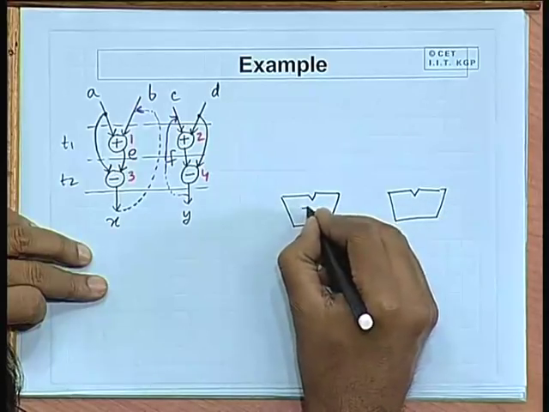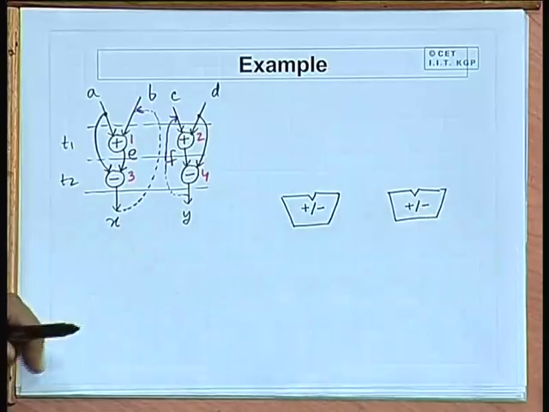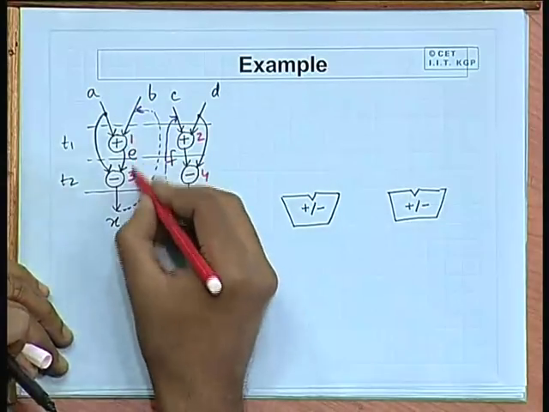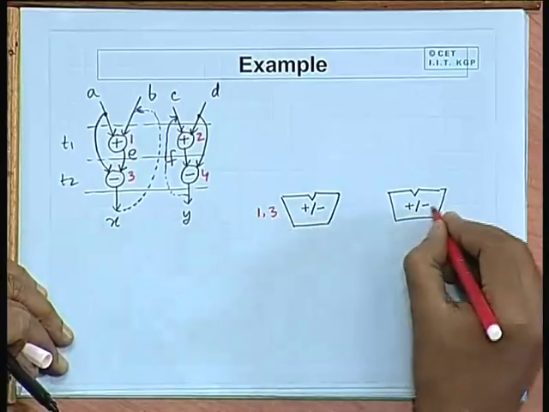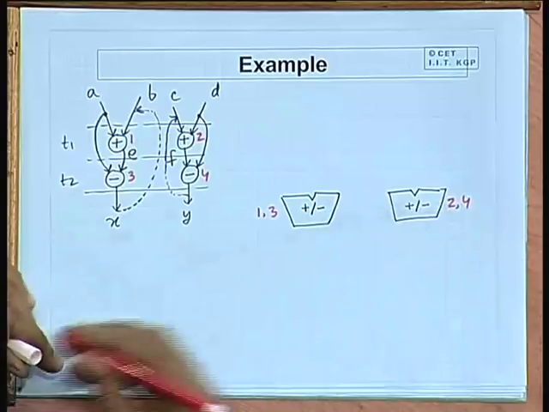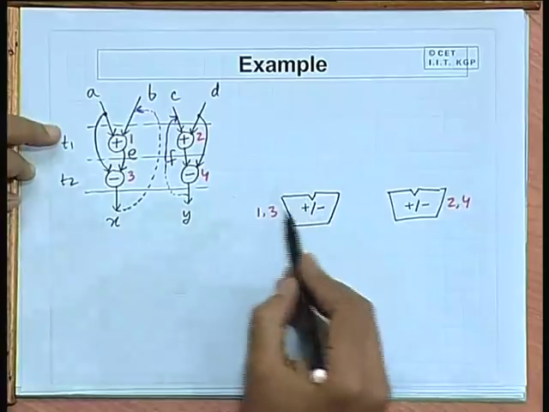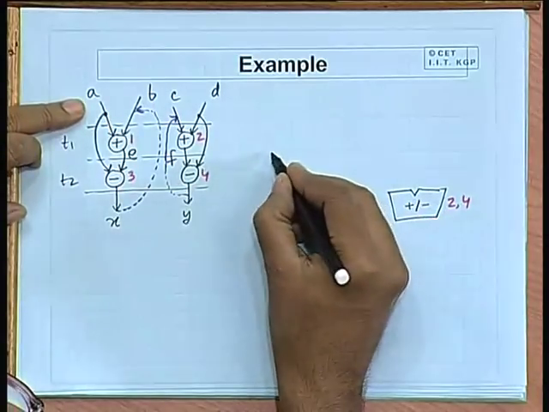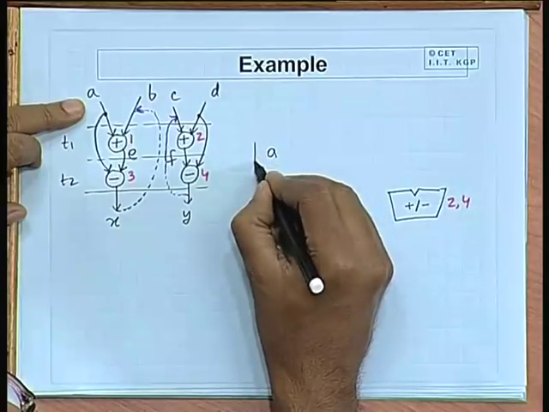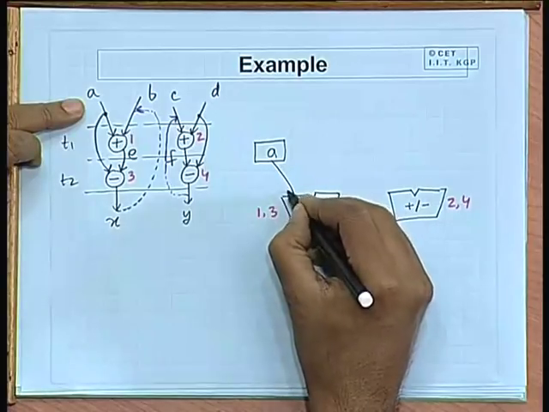Both will be having the capability of addition and subtraction. Now, in terms of the operators, I am mapping 1 and 3 out here and I am mapping 2 and 4 out here. Now, the first input to this will always come from A, right. So, I am assuming that there will be one register which will be storing the value of A in a dedicated form.